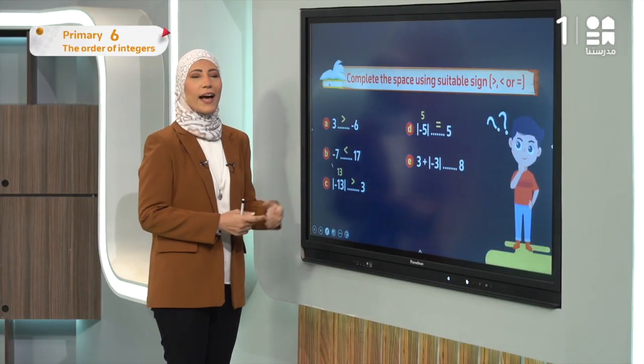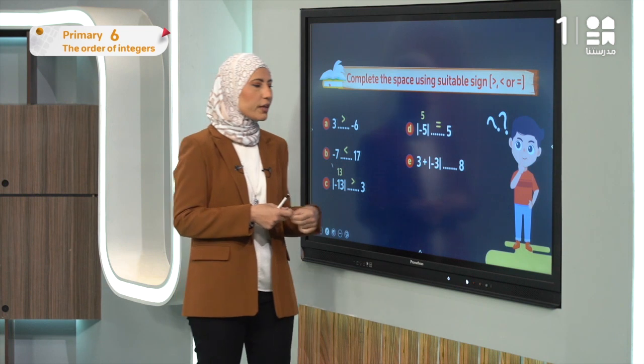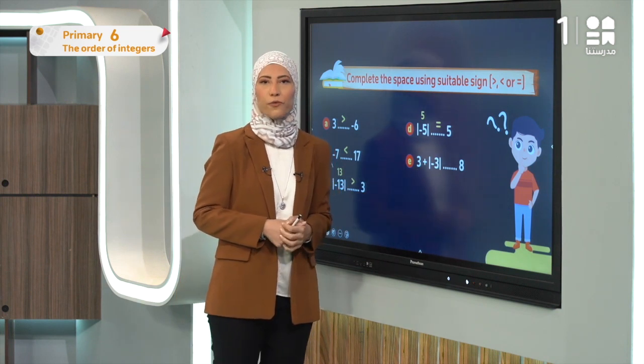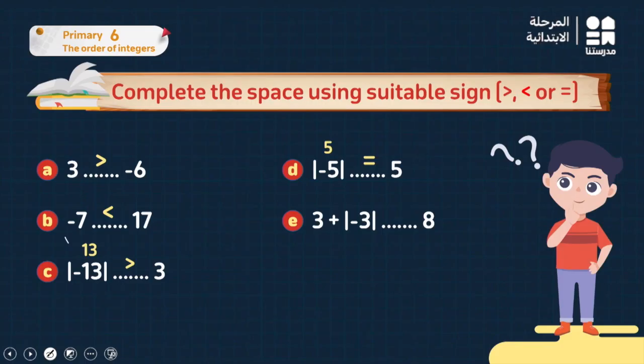Letter E, I have such a small example here. I have 3 plus absolute negative 3 and 8. Before putting the sign, you're supposed to answer it. So 3, you will put it as it is, and answer absolute negative 3, it will be 3. So 3 plus 3 equals 6. So now you are comparing between 6 and 8. Which one of them is the bigger integer? It will be, of course, 8.